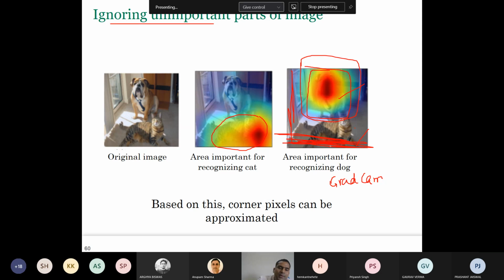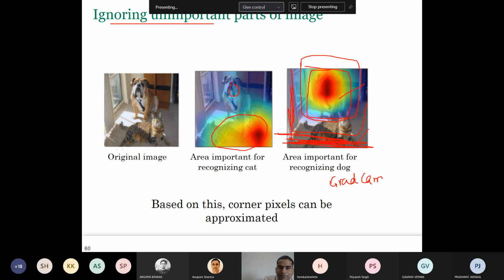So I can approximate them. I can store them inexactly. But if I do any approximation in these pixels, I may not be able to recognize this as a dog. That will be too much error. That error is intolerable, but the error in the remaining pixels, which are not very important for this CNN to work, can be approximated.